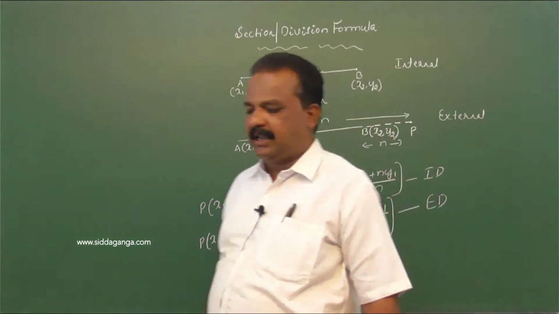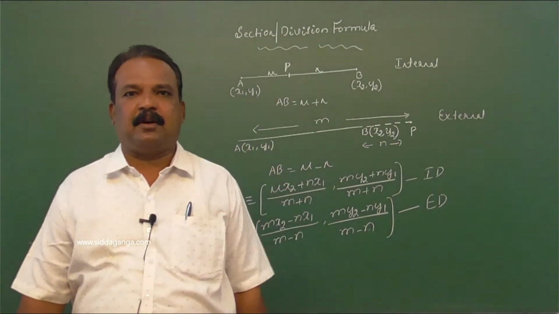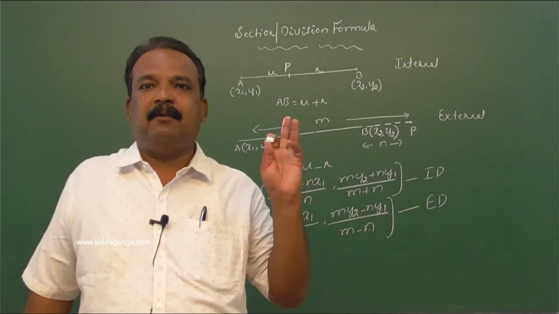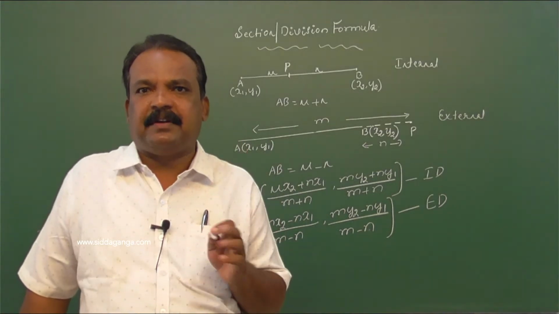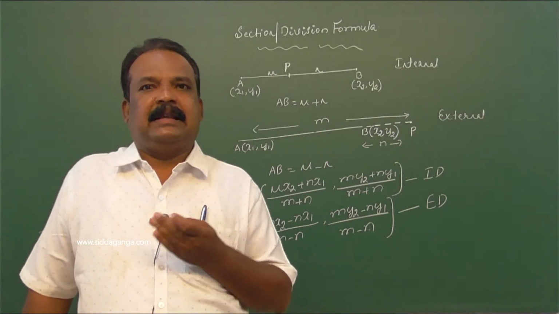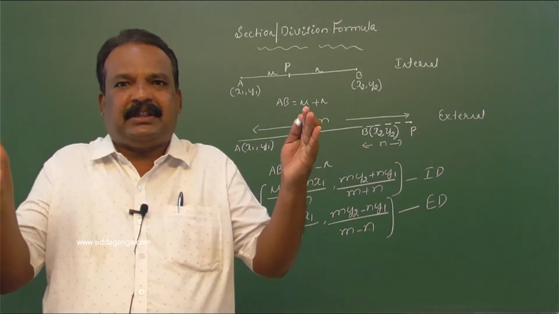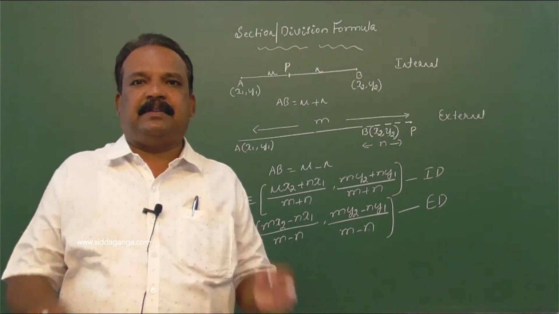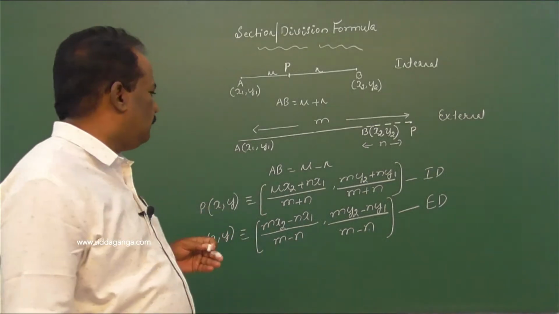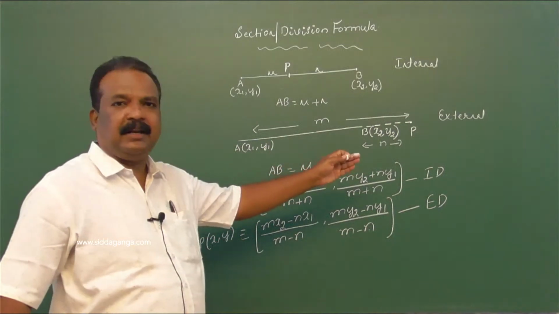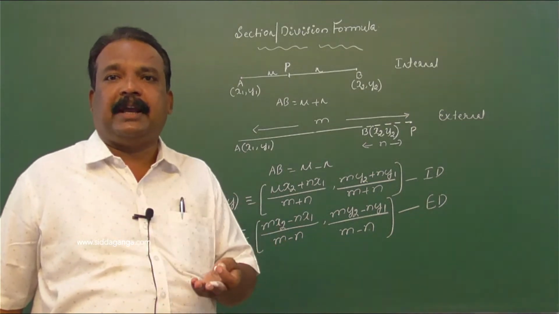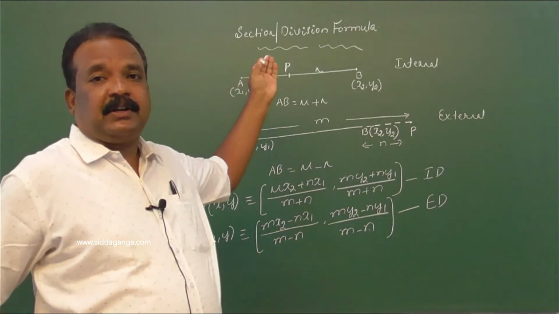So why is the section formula used, Harshita? It is used to find the coordinates of the dividing point. We have two kinds of division: internal division and external division. Internal division is where the dividing point lies within the extremes of the line segment. If the dividing point lies outside the extremes, then it is called external division. We have two different formulas, one for internal and one for external division, which are collectively called the section formulae.